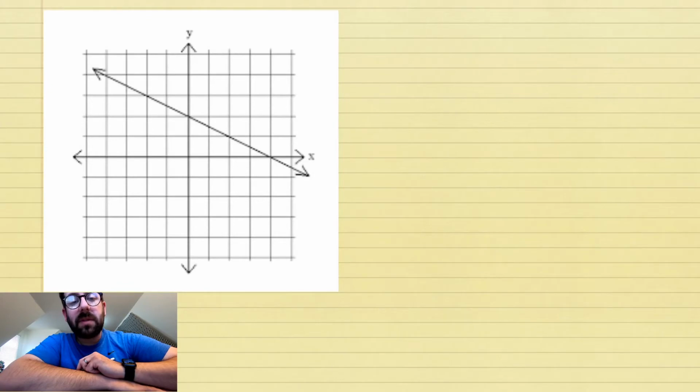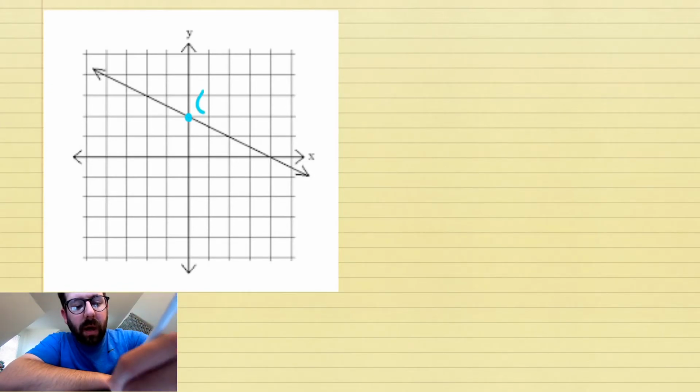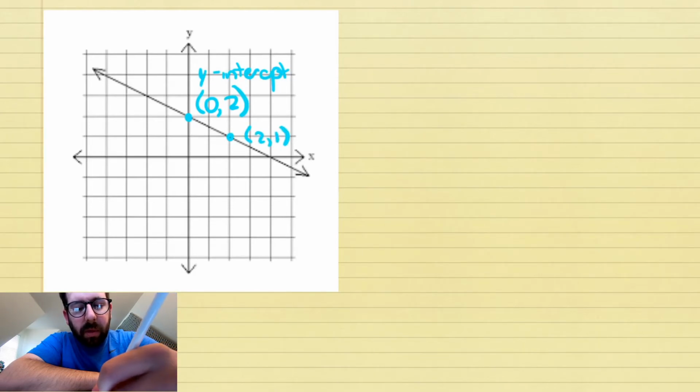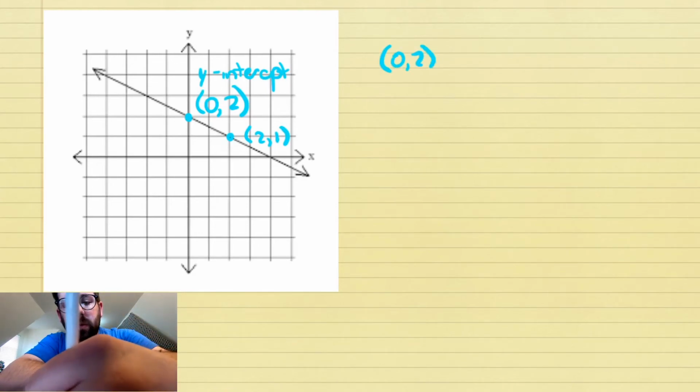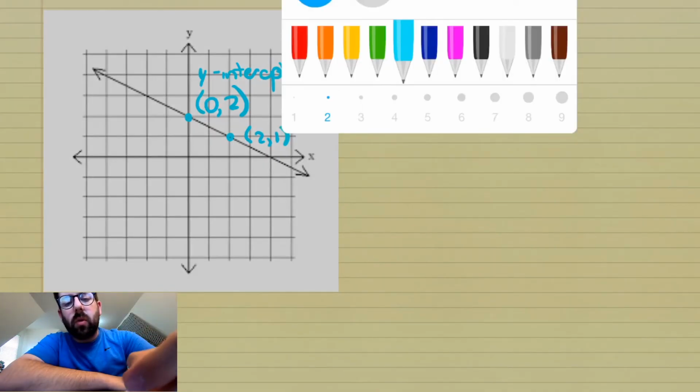Alright, last problem, same exact thing. Here's my y-intercept. That's 0 right and left, up and down 2. That's my y-intercept number, so it's important that I find that first. Then I'll pick another coordinate down the road. I'll just pick this one right here. What is that? 2 over, 1 up. So these are going to be my two coordinates: 0, 2 and 2, 1.